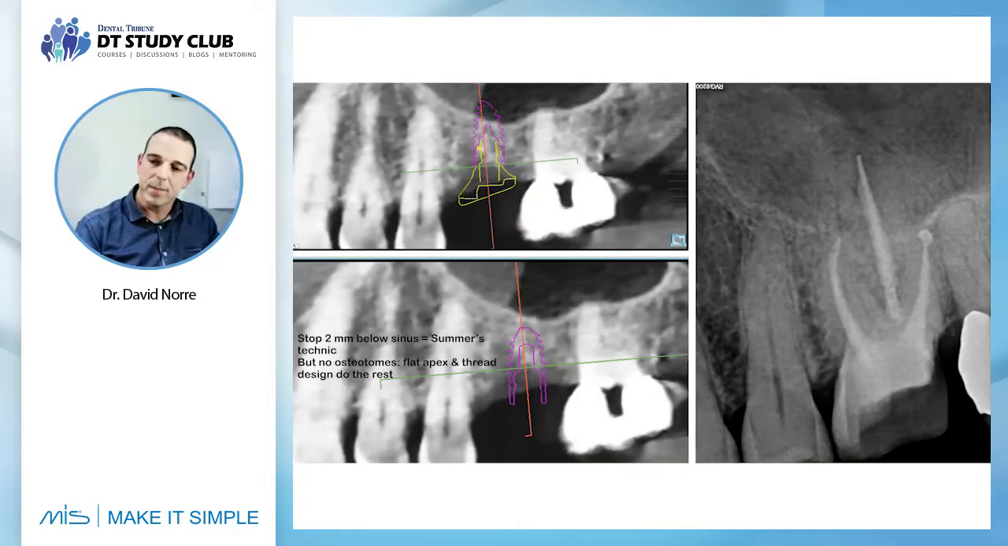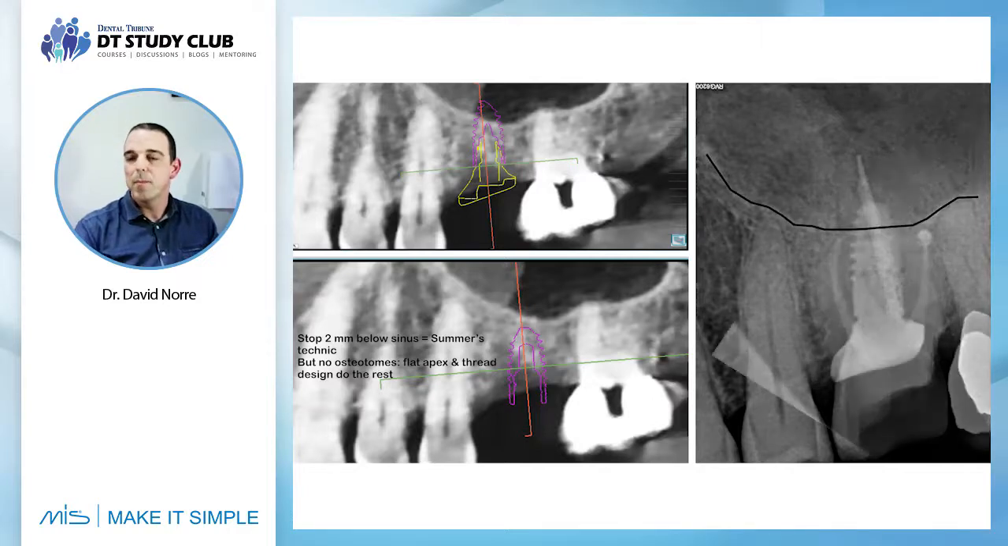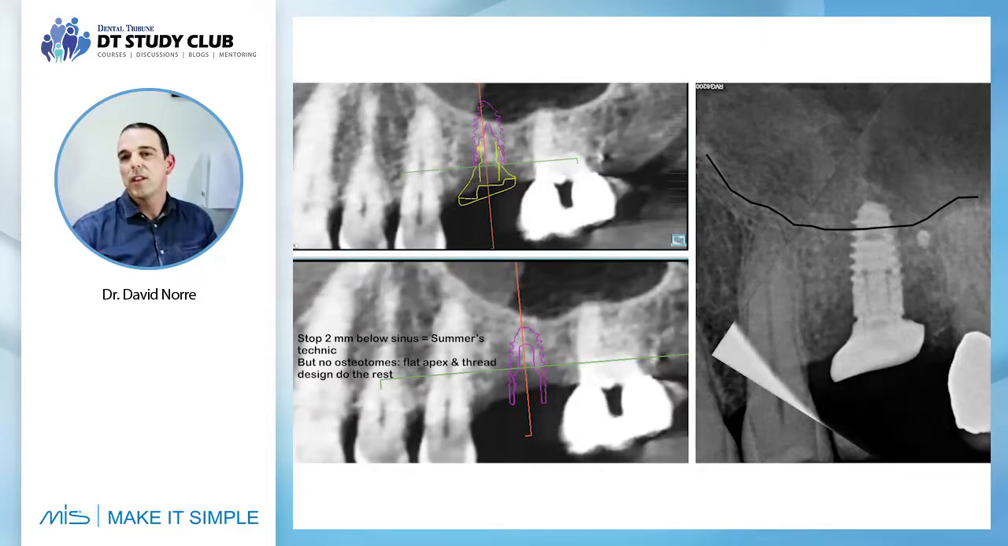On this slide you can see it's a molar. I did it guided. I placed the implant almost 2 millimeters below the sinus membrane. I planned it, I turned my implant, and just by hand I put it deeper. What did we see? The membrane is pushed into the sinus and creates a sinus technique without any osteotomes, without compression, just by the shape of the flat, not sharp, apex of the implant.